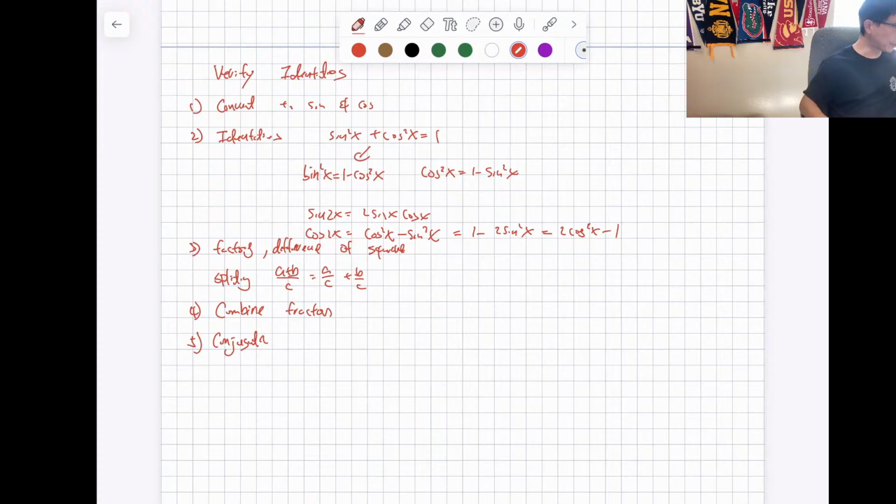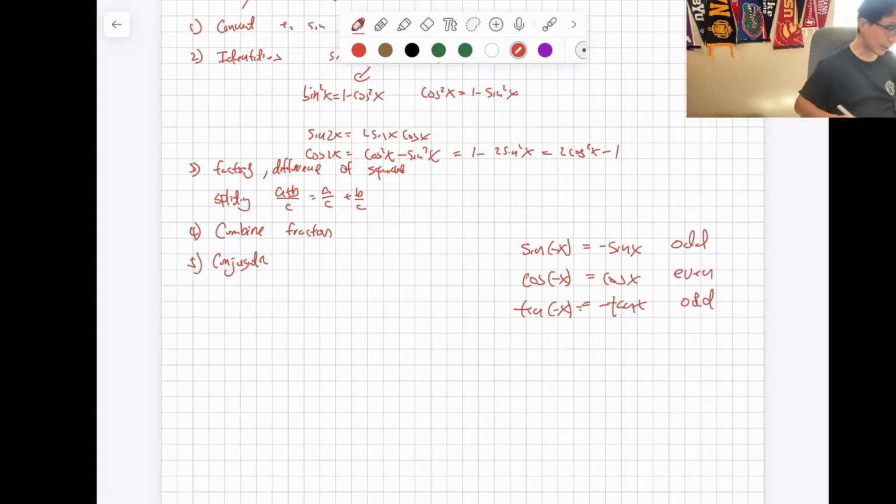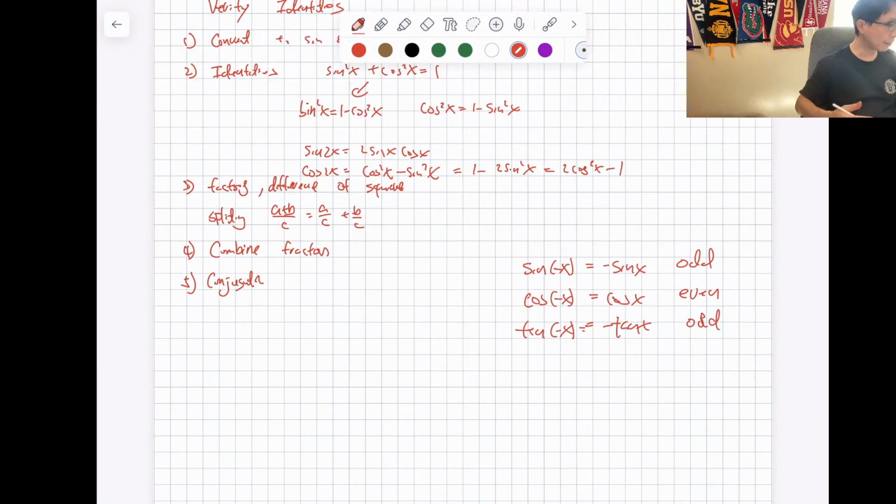I do want to mention some of the identities that a lot of people forget. Sine of negative x equal to negative sine of x, cosine of negative x equal to cosine of x, and the tangent of negative x equal to negative tan of x. Because this is odd, this is even, and this is odd. Sometimes you're going to have this deal with any kind of verify identity. But normally you're not going to have too much of this issue.